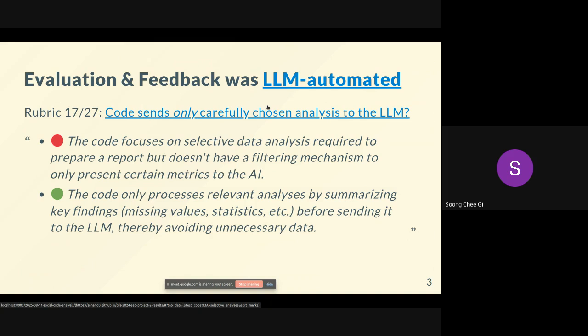We had sort of 27 checks. For instance, item number 17 was: the code should only send carefully chosen analysis to the LLM, not the whole thing. And the evaluation was done by an LLM, which in some cases told the student, yeah, look, you're only sending selective analysis, that's good, or no, you're sending all of it, that's not particularly good, etc. But this wasn't the fun part for me.